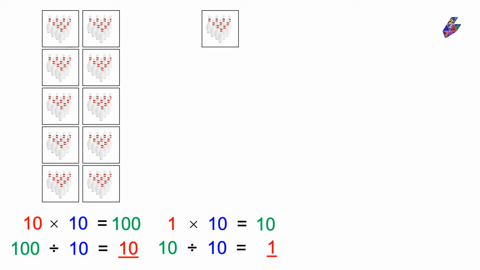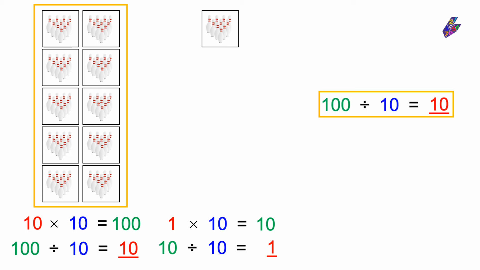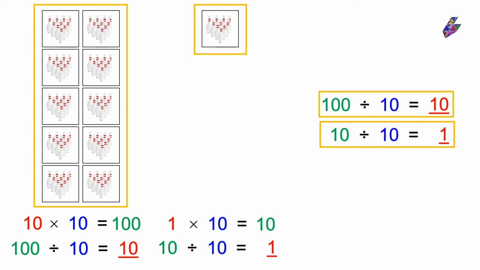If we try to put all that information together to think about what that might look like as an equation with a division symbol, it looks like this. We know that 100 bowling pins divided into groups of 10 created 10 lanes. 100 divided by 10 equals 10. We also know that 10 bowling pins divided into groups of 10 created one lane. 10 divided by 10 equals 1.